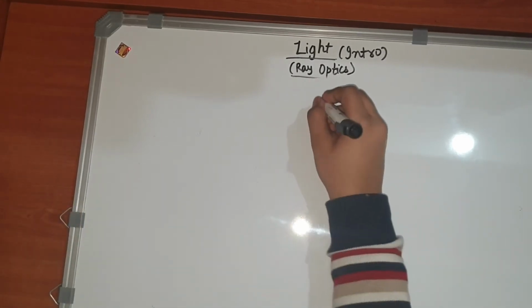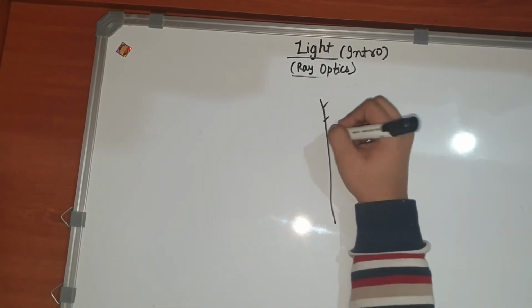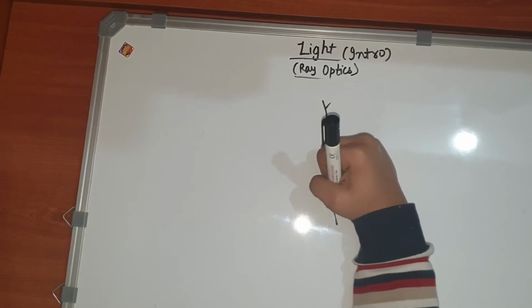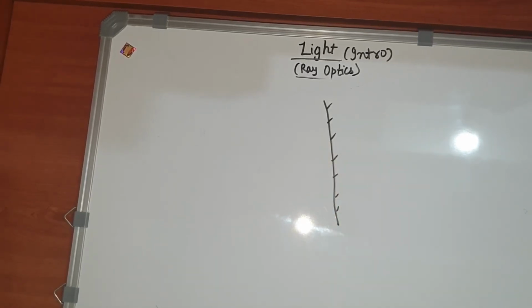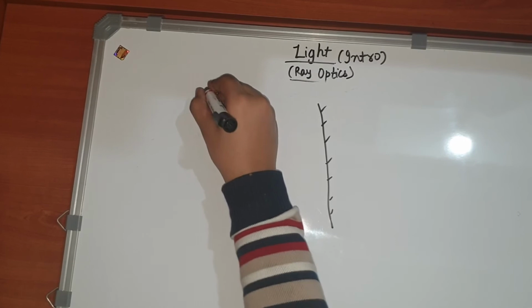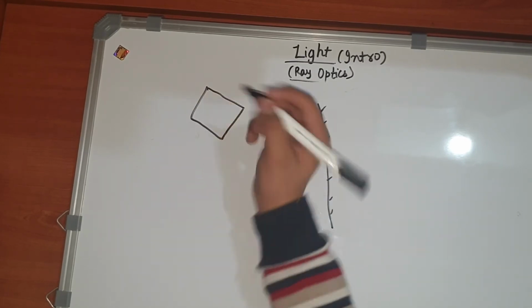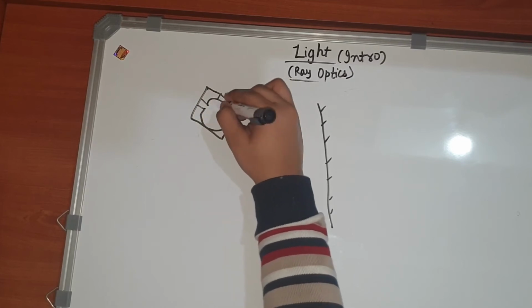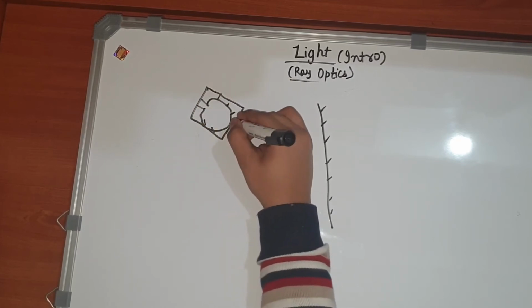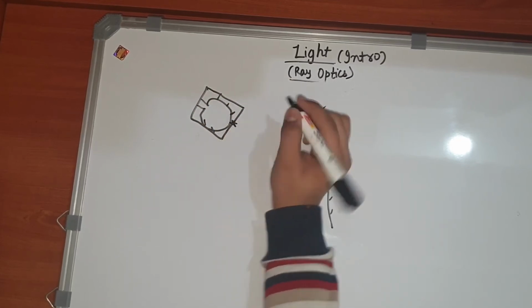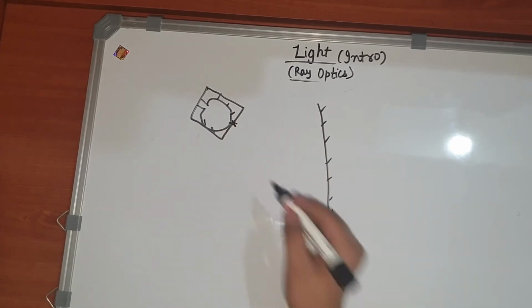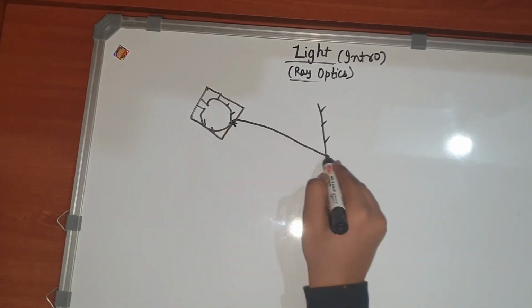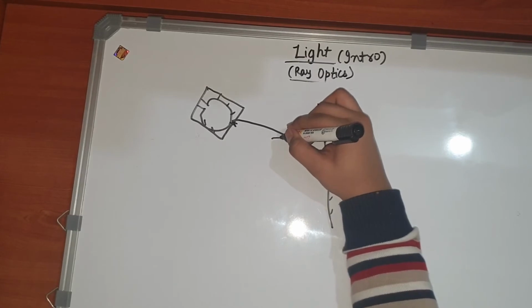Let's proceed to our topic, which is reflection. Let's draw a plane mirror. This is a ray box. Draw a box here, and suppose this is a bulb, and we will make a narrow slit here so that light can come out. This is an incident ray.